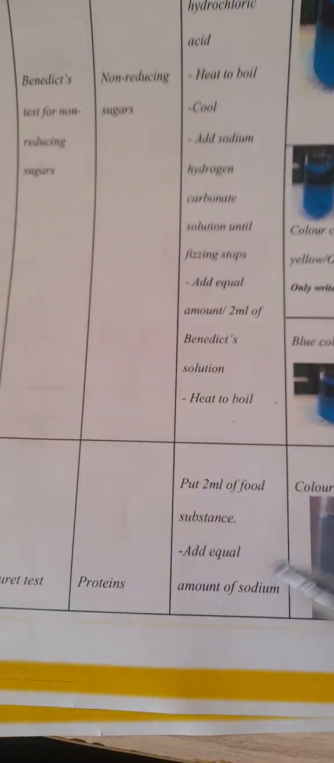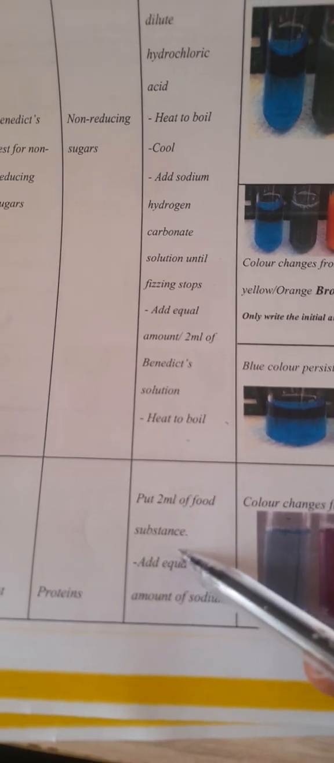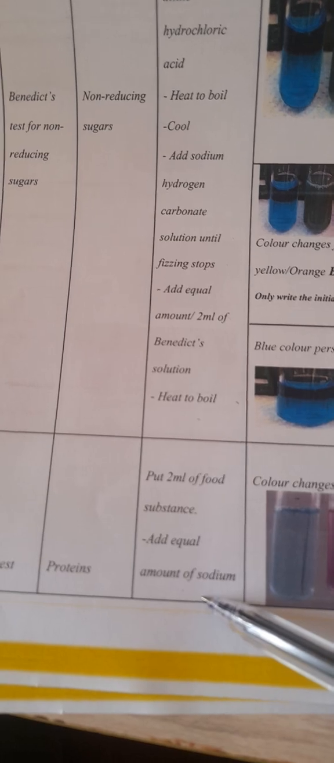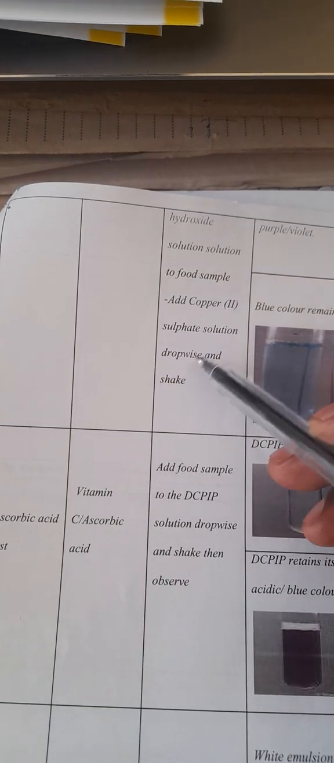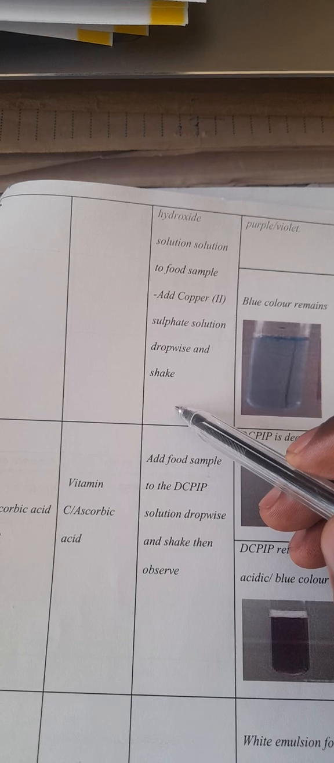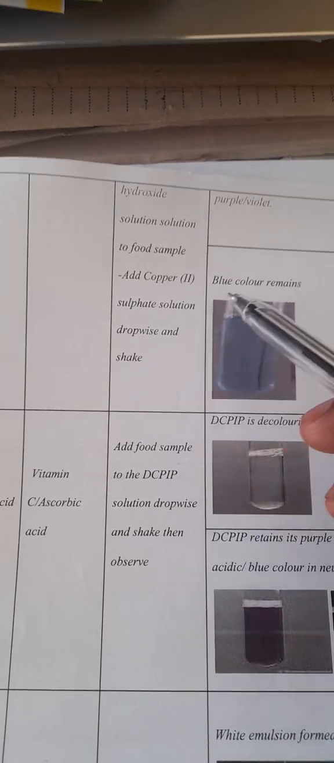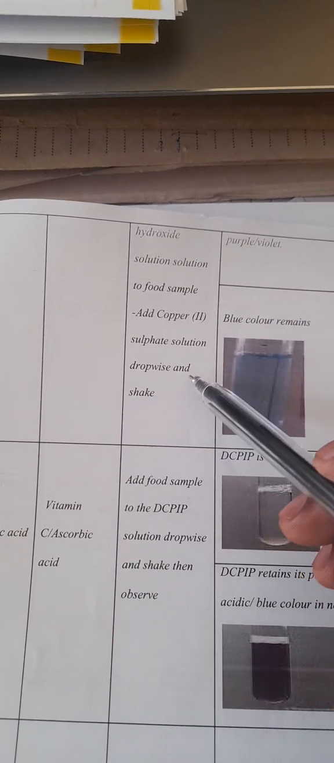Then we have the biuret test. Biuret test, that is the test for the proteins. The procedure is very simple. You just put 2 ml of the food substance, add an equal amount of sodium hydroxide solution, then add copper II sulfate solution drop wise, and you shake. So we have said you put 2 ml of the food substance, add 2 ml of sodium hydroxide solution, add copper II sulfate solution drop wise, and you shake.